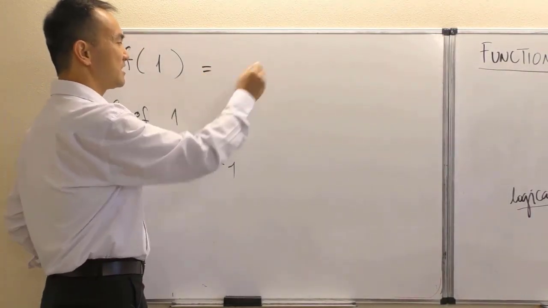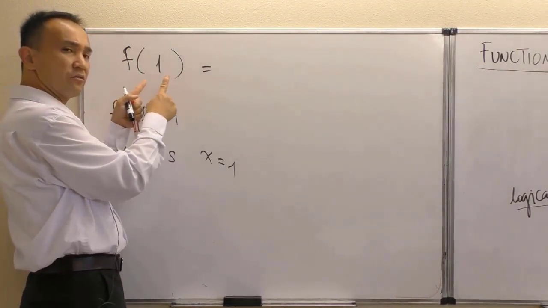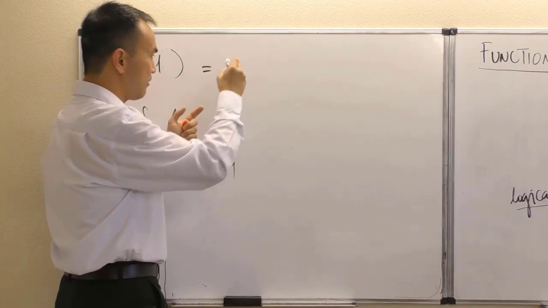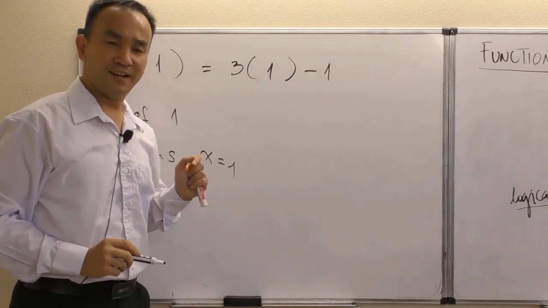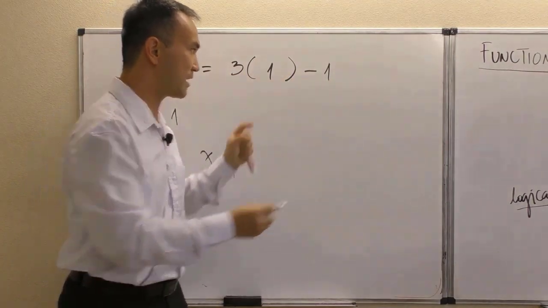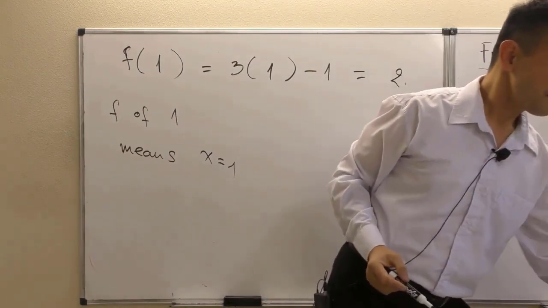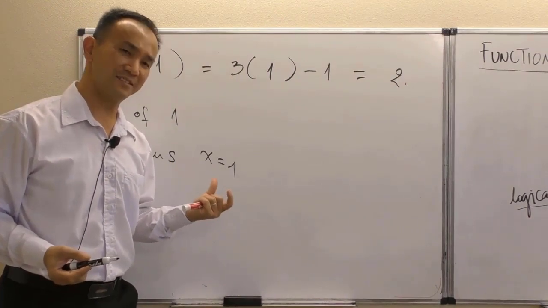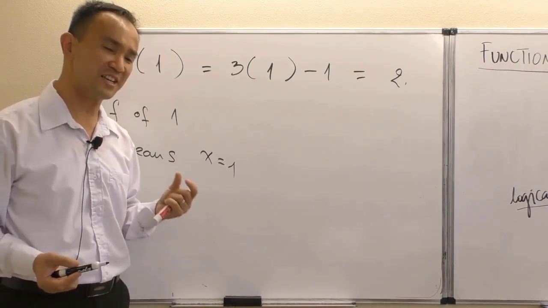Compared with the original notation f of x, instead of being x, it's 1 here. So in our expression, it's 3 times the input, 1, minus 1. According to the rule, we multiply 3 with the input. So 3 times 1 minus 1. Our output here is 2. All right, so now we are getting a little further with the function notation, and you can see how convenient that is.